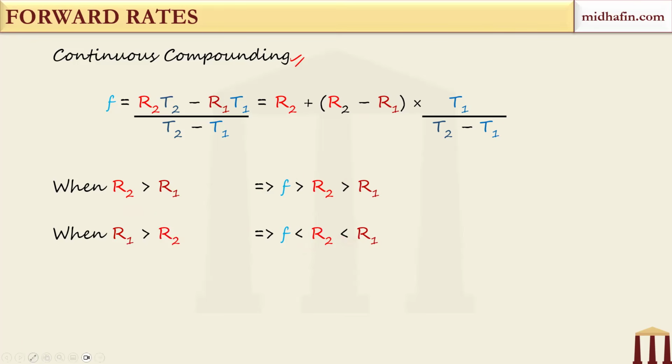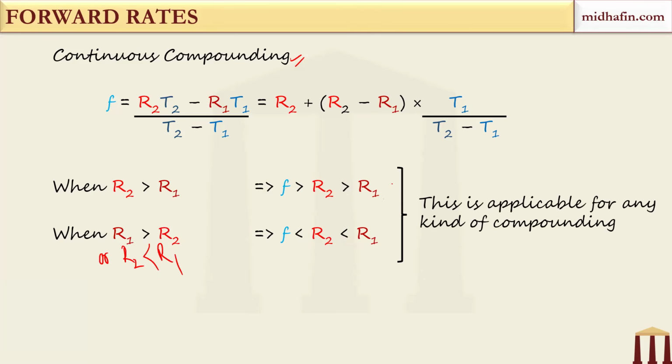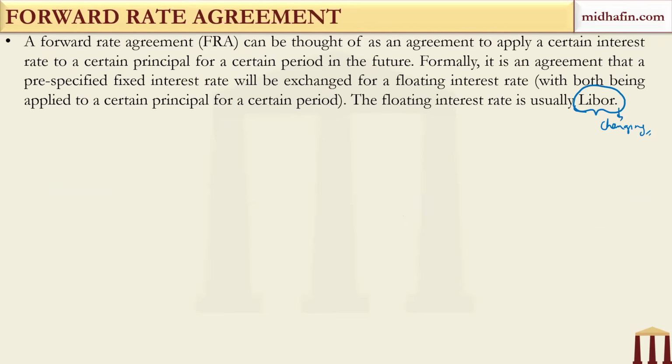But you can write it like this to make it more consistent, so that you can remember it easily. R2 is less than R1, like this. So when R2 is less than R1, F is less than R2, less than R1. When R2 is greater than R1, F is greater than R2, greater than R1. Okay. And the interesting part is that this result is also applicable for discrete compounding. So even though we have derived it from the formula of continuous compounding, it is also applicable for discrete compounding. Okay, then comes the last part, I think, for today.